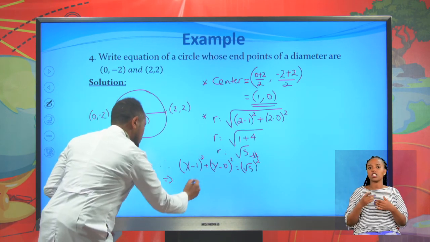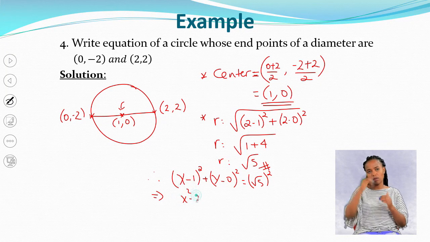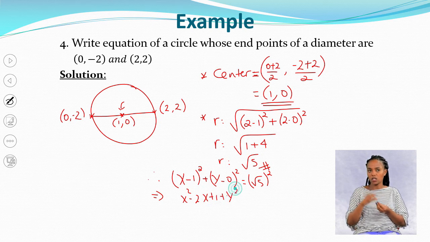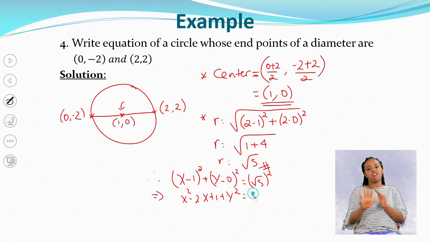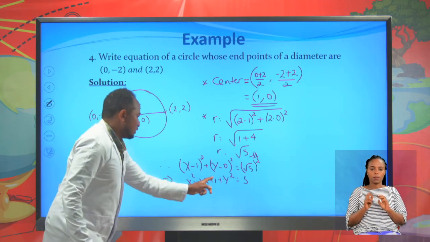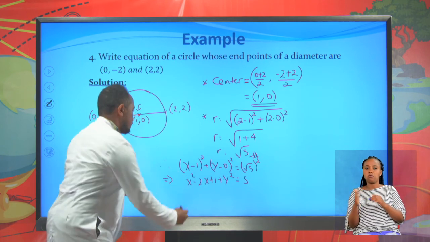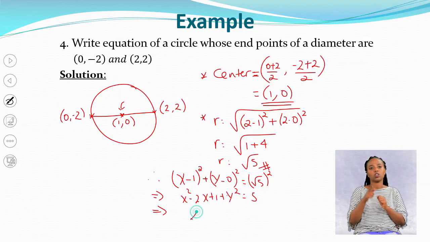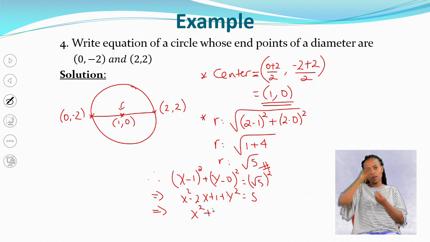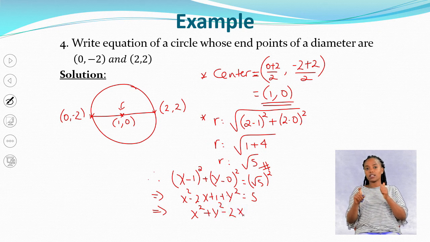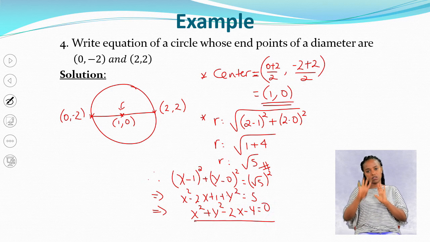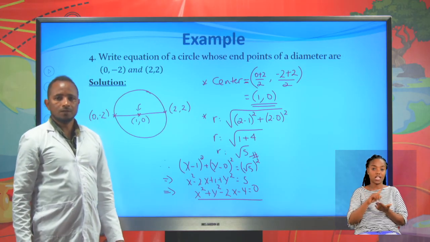Simply, you can square this: x squared minus 2x plus 1, plus y squared, is equal to the square root of 5 squared, which is 5. Taking 5 to the other side, you'll have this form: x squared plus y squared minus 2x plus 1 minus 5, which becomes minus 4, equals 0. So this will be the equation of the circle.